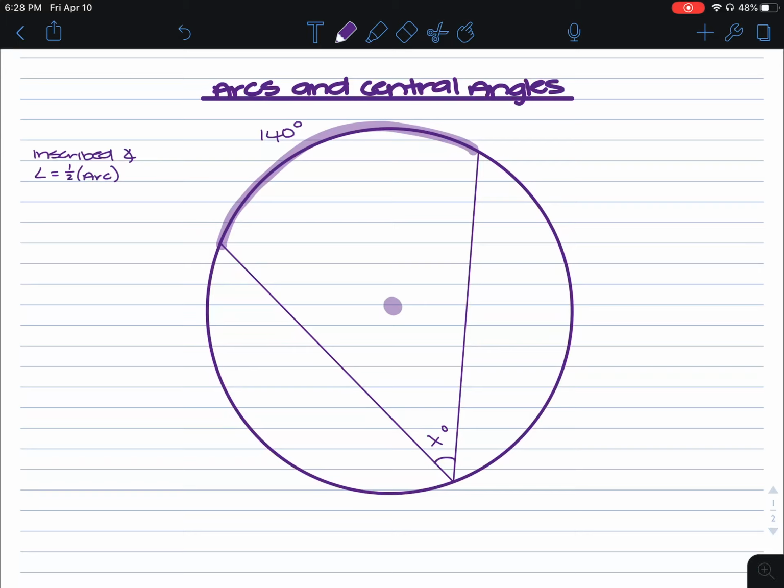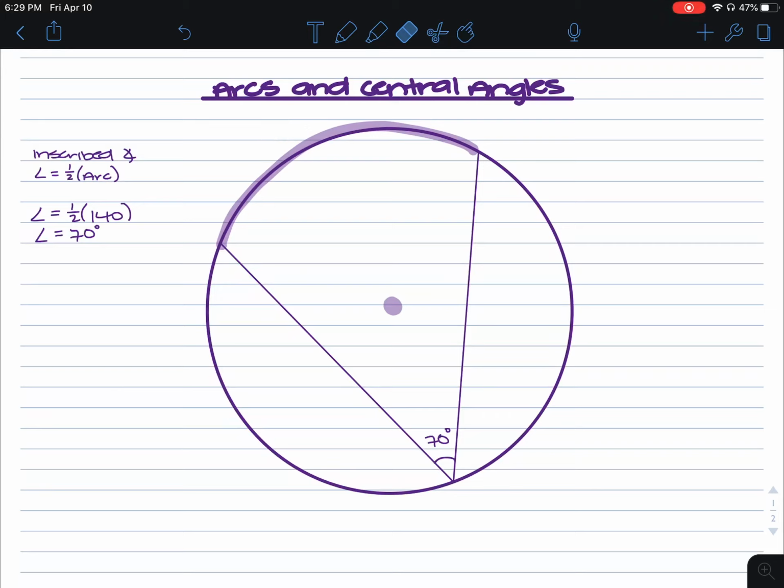Okay, so my angle, using this formula, equals half of my arc. My arc is 140. Well, half of 140 is 70 degrees. So my angle down here, instead of x, is actually 70 degrees. Okay, let's try it the other way.